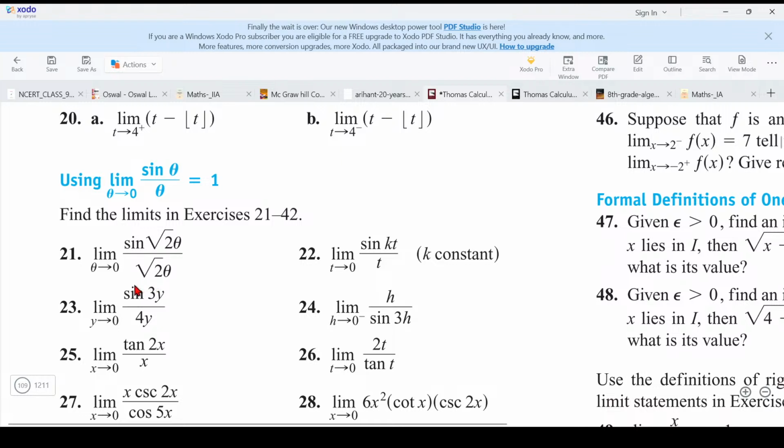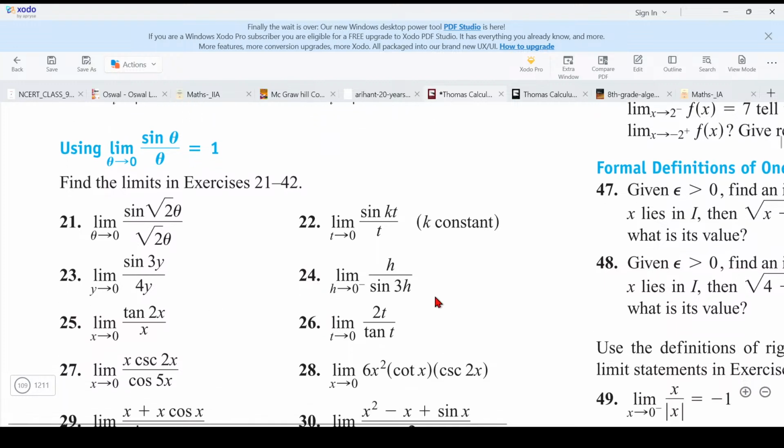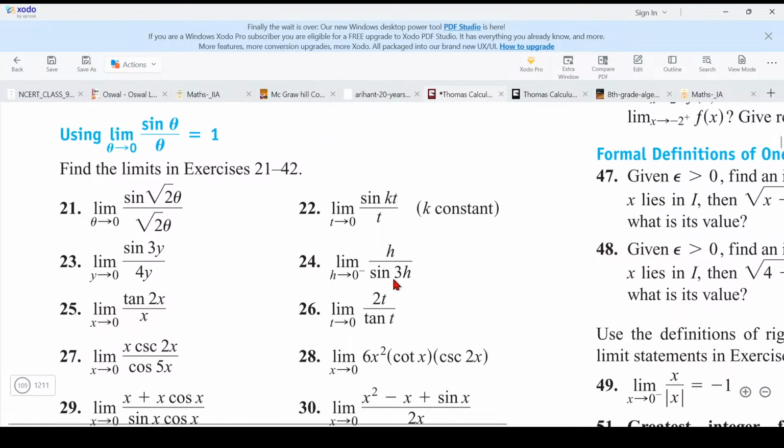So we need to find it. So just do it, no? The denominator you multiply with 3 by 3, 4 by 4 you multiply. That's it. So you'll get 3 by 4. Agreed? Yes. 3 by 4 you will get. Here, 3 by 3 you multiply. You will get 1 by 3.